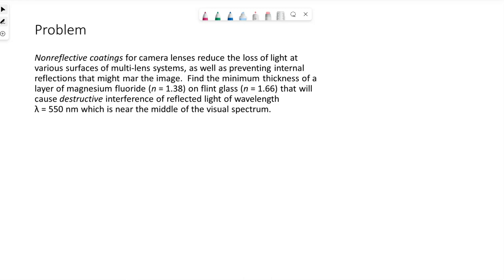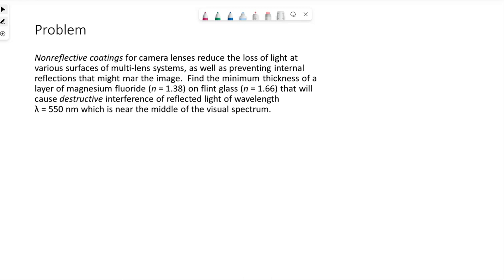We have an example problem here. Non-reflective coatings for camera lenses reduce the loss of light at various surfaces of multi-lens systems, as well as preventing internal reflections that might mar the image. Find the minimum thickness of a layer of magnesium fluoride on flint glass that will cause destructive interference of reflected light of wavelength 550 nanometers, which is near the middle of the visual spectrum.